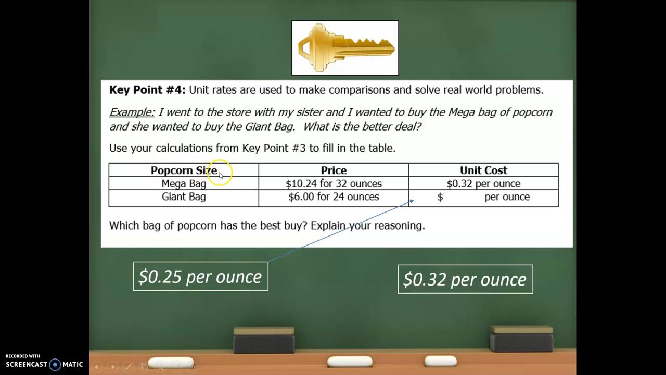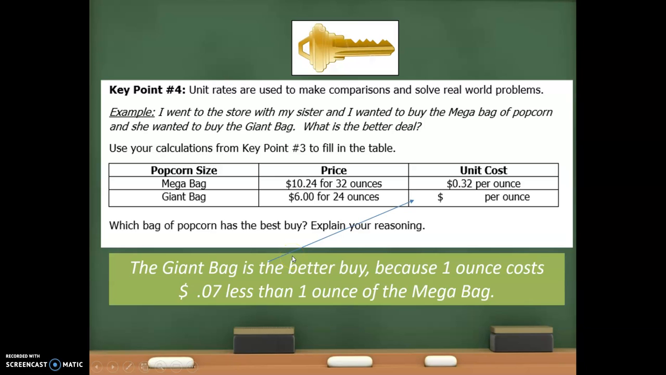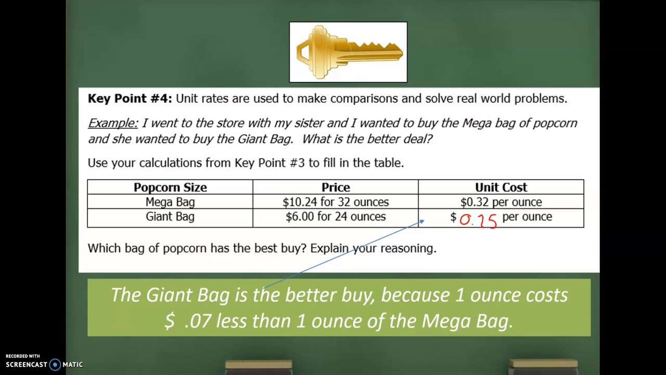So, we know from our last example that we had a unit cost or a unit rate of 32 cents per ounce for the mega bag. When we did our $6 divided by 24, we should have wound up with 25 cents per ounce, which means that we could say, if this is 25 cents per ounce, then I can use that information to compare.